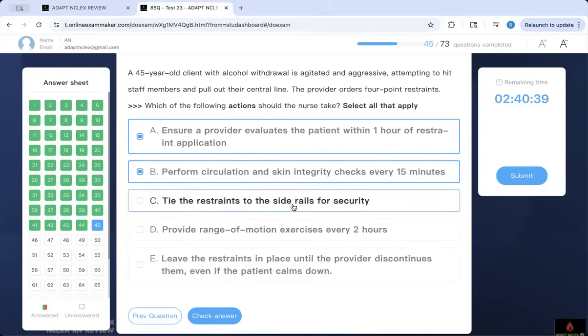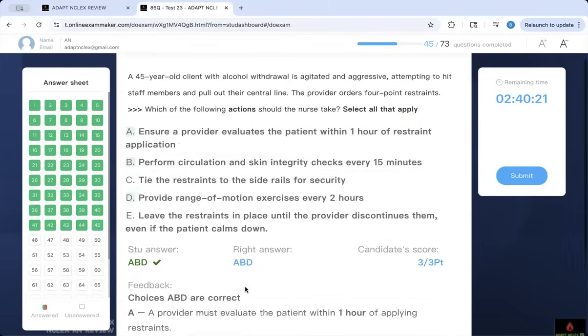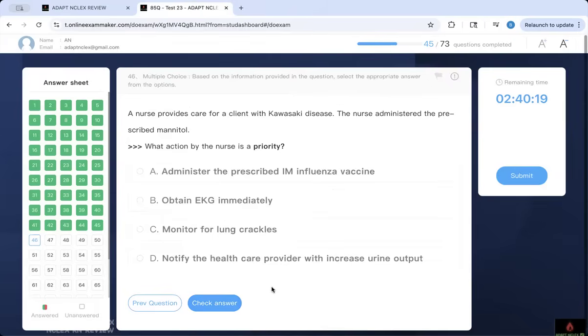Tie the restraint to the side rails. It's not good. Use the bed frame. Provide range of motion exercise every 2 hours. Good thing to do. You cannot leave the restraint if the patient is fine. We got to remove it. Always assess the need for the restraint. That's the concept I want you to take from these questions.